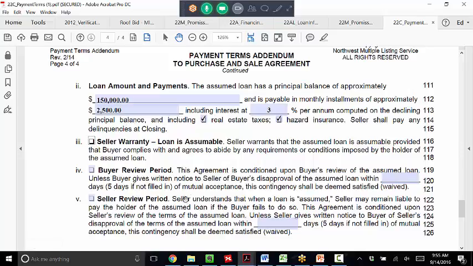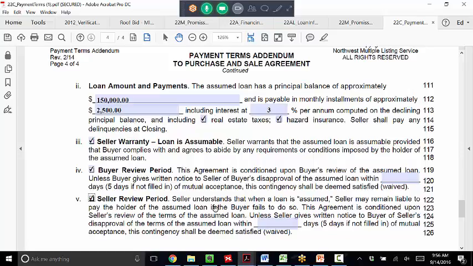Seller review period. Seller understands that when loan is assumed, seller may remain liable to pay the holder of the assumed loan if the buyer fails to do so. This agreement is conditioned upon seller's review of the terms of the assumed loan. Unless seller gives written notice to buyer of seller's disapproval of the terms of the assumed loan within 5 days of mutual acceptance, the contingency shall be deemed satisfied. So if the buyer is to assume the loan, then both buyer and seller need to have the opportunity to look at the terms of the assumption.